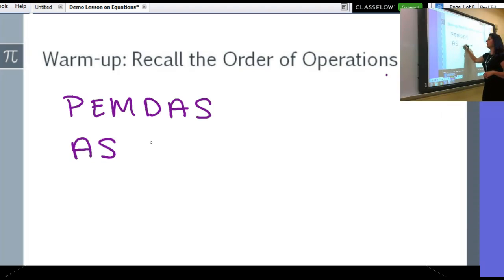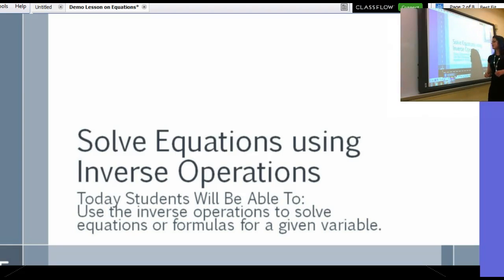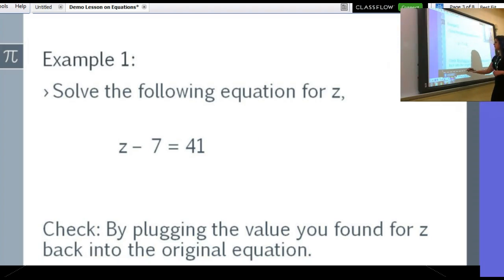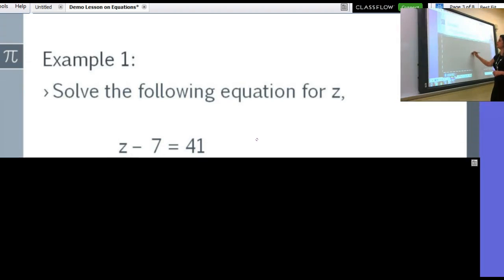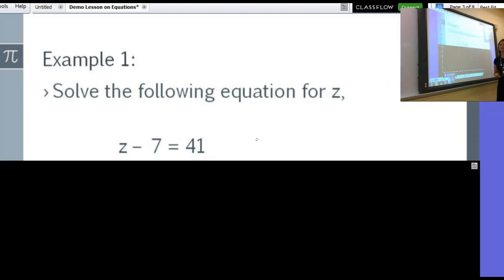So we have as the MD took PE, and we're going to group them together where addition and subtraction are inverses of each other, and multiplication and division are inverses of each other. So we have as the MD took PE. And we're going to use those operations to solve equations. So we're going to use inverse operations to solve equations for a variable that we do not know a value for. In example 1, we have the equation z minus 7 equals 41.